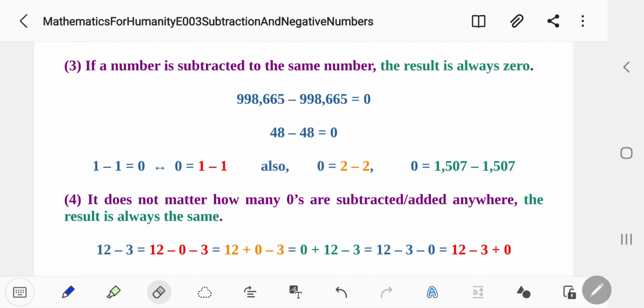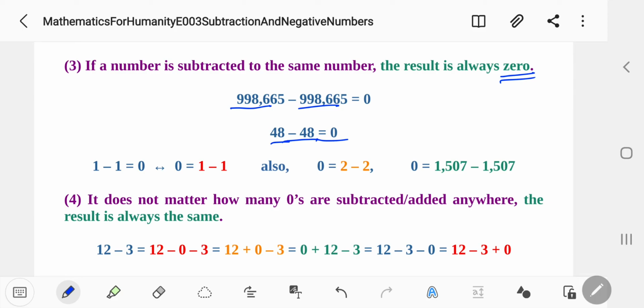If a number is subtracted from the same number, the result is always 0. You have here a big number, 998,665 minus 998,665 is 0 because these numbers are the same. Well, let's take a look at a smaller number, 48 minus 48 is equal to 0. So if you subtract a number from itself, it is still equal to 0.